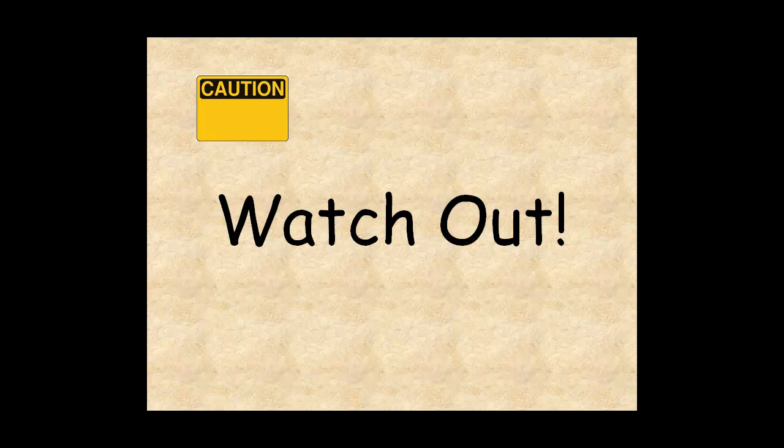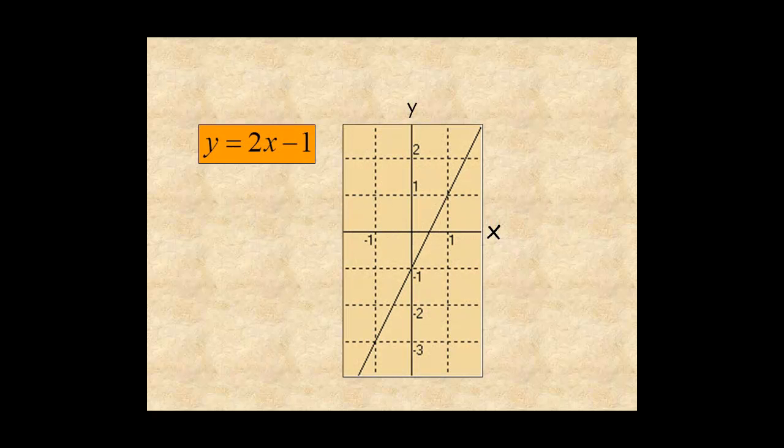Here are some potential mistakes to watch for. When the slope is not a fraction, it is sometimes hard to decide what is rise over run. If the slope is equal to 2, it is really equal to 2 over 1. So for this example, the line starts at -1 and goes up 2 and over 1.